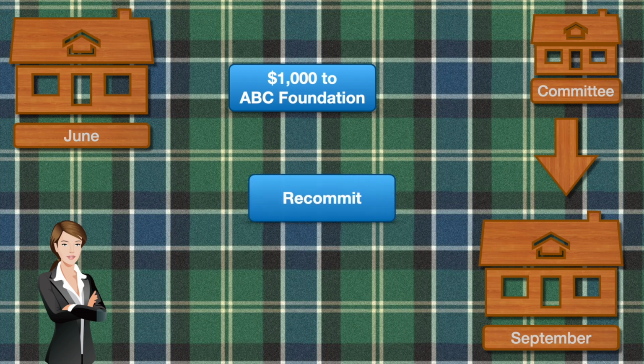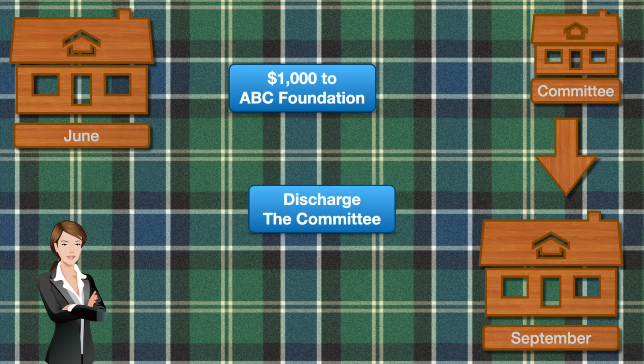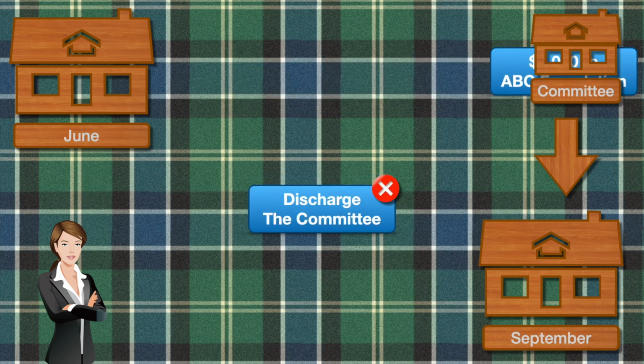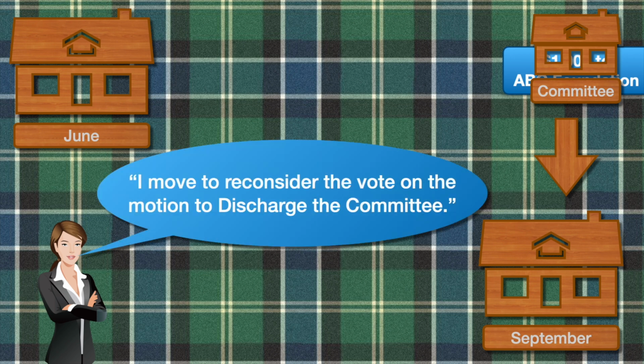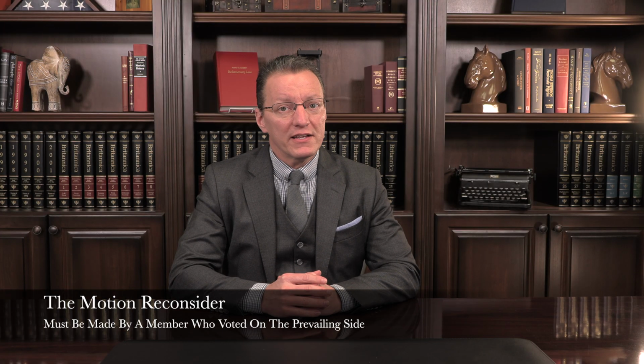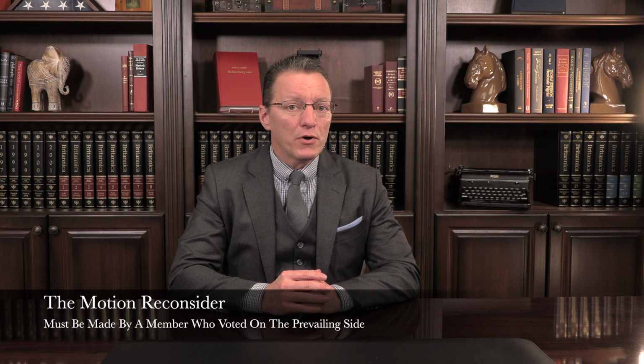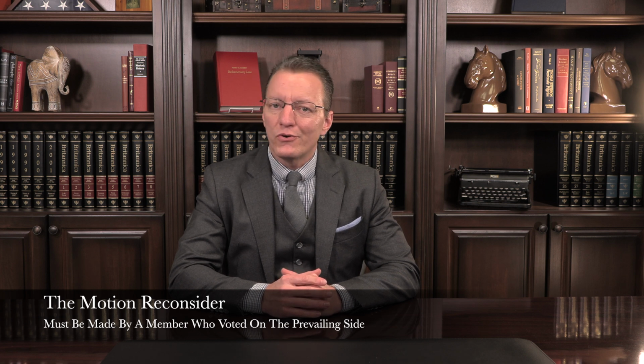On the other hand, let's say the motion to discharge the committee had been lost. And let's say that later in the meeting, a member makes a motion to reconsider the vote on the motion to discharge the committee. That motion would be in order because a negative vote on the motion to discharge a committee can be reconsidered. Now, the motion to reconsider the vote would have to be made by someone who voted on the prevailing side during the initial vote on the motion to discharge the committee, but we'll get into all those details in another video.